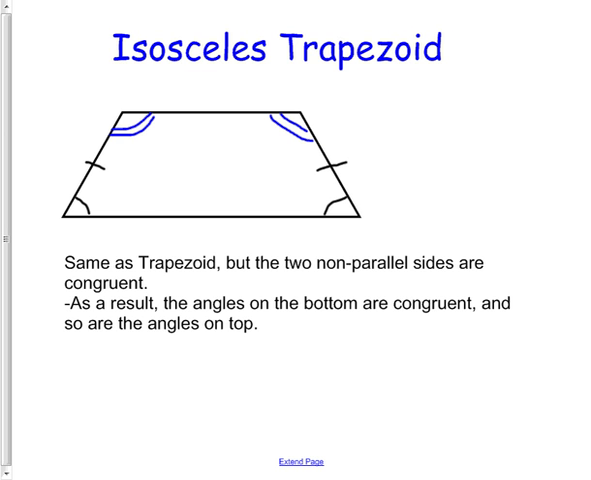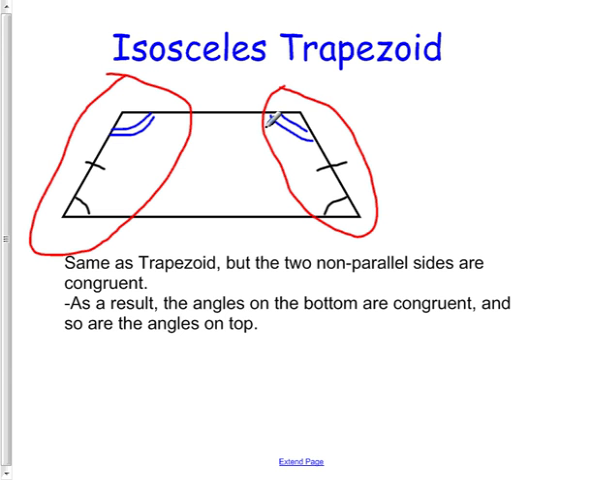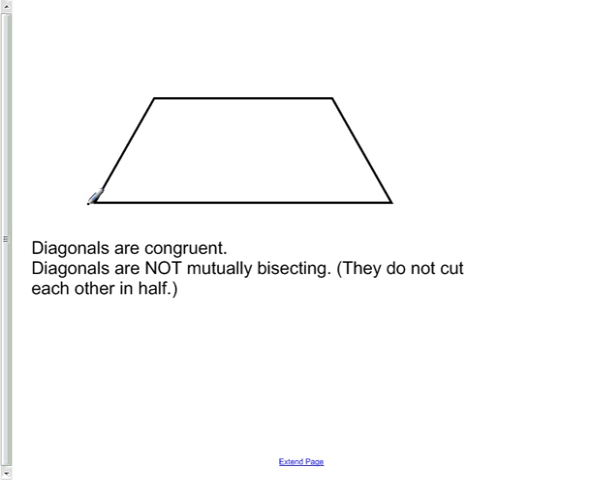And then, like we said on the previous part, the ones right next to each other are supplementary, and so are these. So just like a trapezoid, the angles next to each other are supplementary. Okay, and then the last thing we're going to talk about is the diagonals.